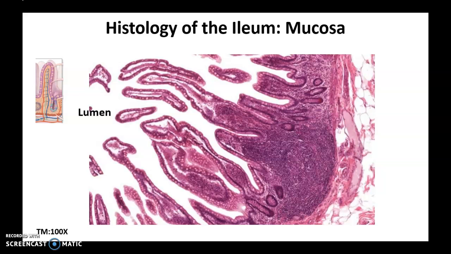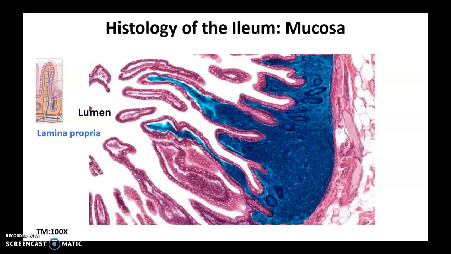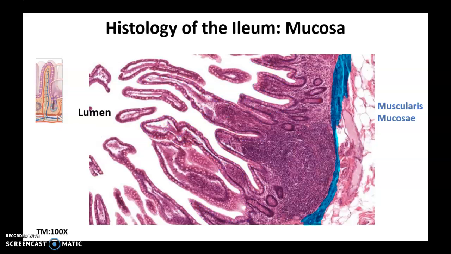We are zooming into the mucosa, and recall that the mucosa is made up of 3 components or 3 layers. Looking into the cheat on the left-hand side, we can clearly identify the epithelial lining supported by the lamina propria, and we also see the muscularis mucosae.